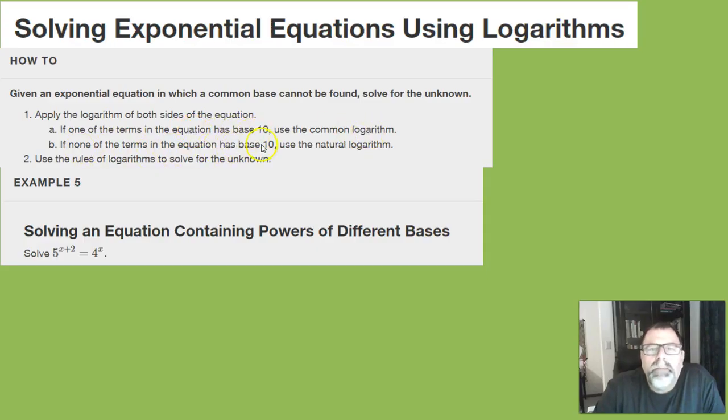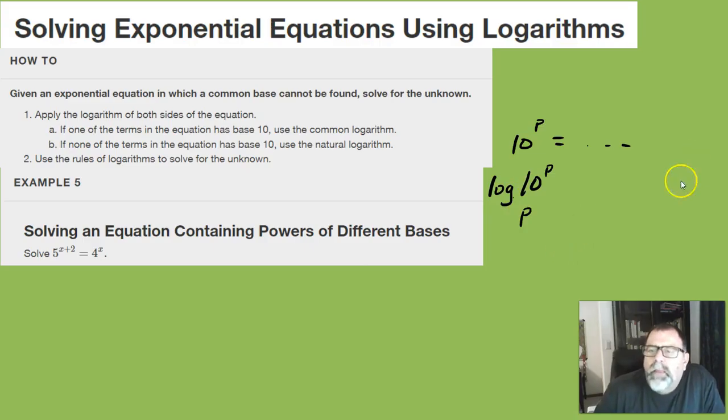If another equation has base 10, use the natural log. This is just their preference. You could use any base at any time. But if it's base 10, use the common log. If you had 10 to some power equals whatever, and you put the common log in front of both sides, we can use that property where these cancel each other out and you just get p by itself.